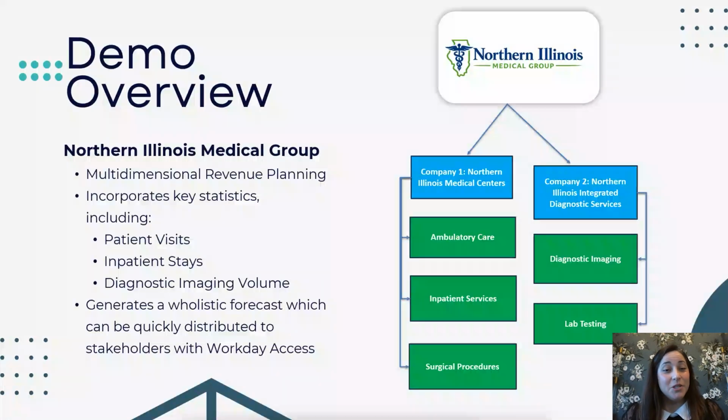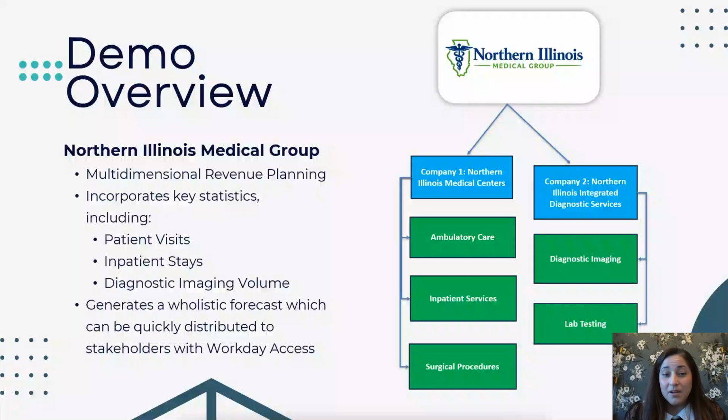Let's transition now to an overview of today's demo. We've set up the fictional organization, Northern Illinois Medical Group, as the setting for our revenue and KPI models. NIMG is split into two companies, Northern Illinois Medical Centers, which focuses on patient care and surgical visits, and Northern Illinois Integrated Diagnostic Services, which handles imaging and diagnostic testing.